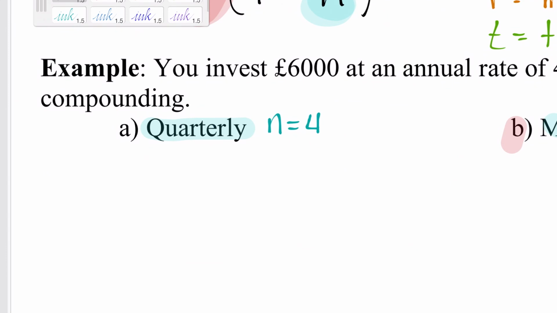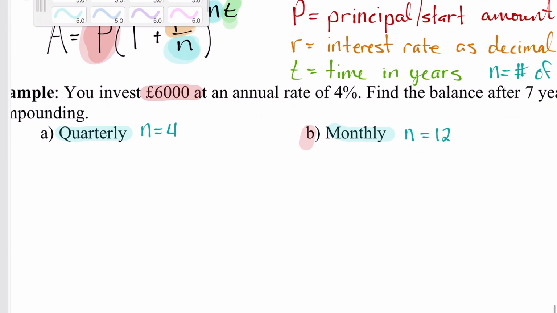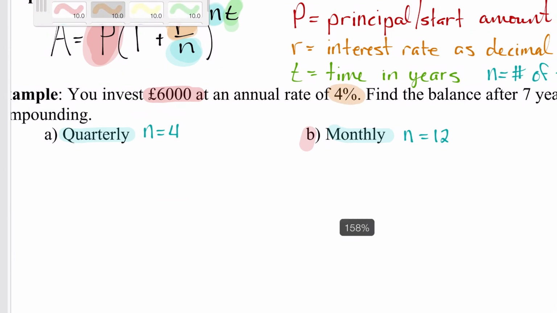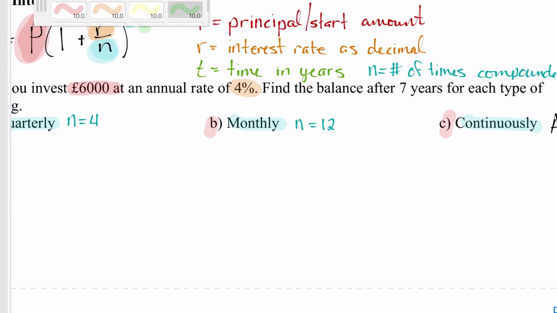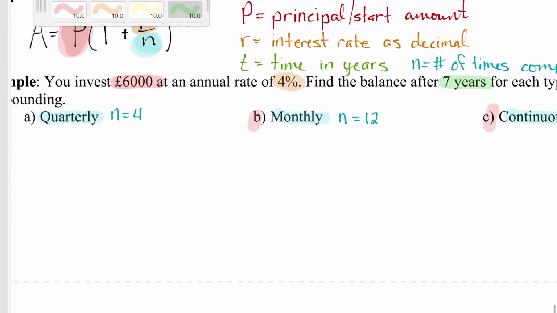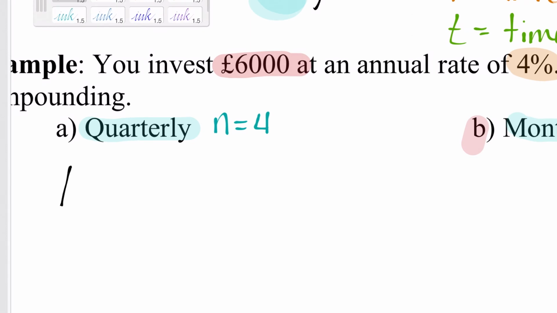So if I originally invested £6,000, again, I'm in the UK, so I'm using pounds for my students, because I get paid in pounds, and we have an annual rate of 4%, and we have our money in there for 7 years. We want to figure out which of these types of savings account we would rather put our money in. And really it doesn't make a lot of difference if we have quarterly versus monthly versus continuously, if everything's still at 4%.